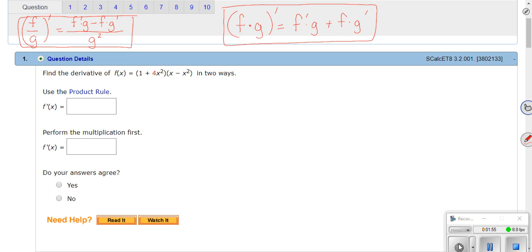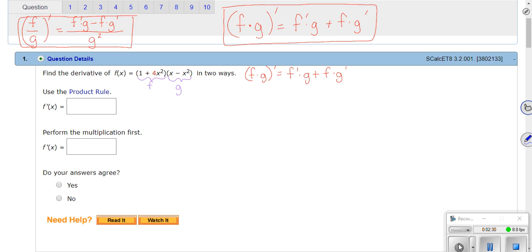It says find the derivative of f of x equals (1 plus 4x squared) times (x minus x squared) in two ways. First they want us to use the product rule. So again, imagine that this here is my f function and this is my g function. I'm using the product rule: f times g, the derivative is f prime times g plus f times g prime.